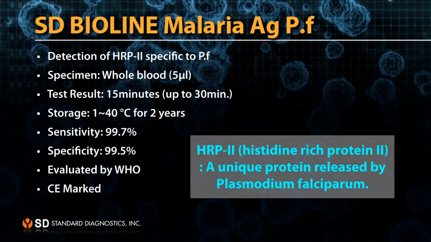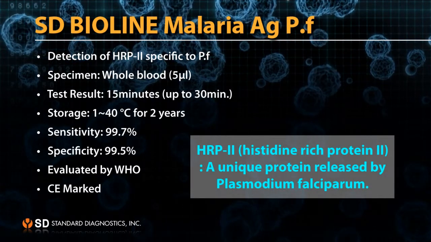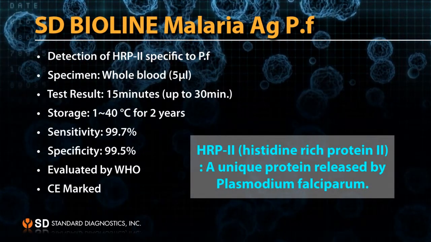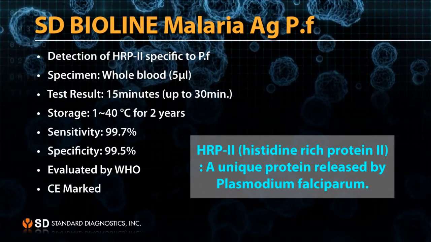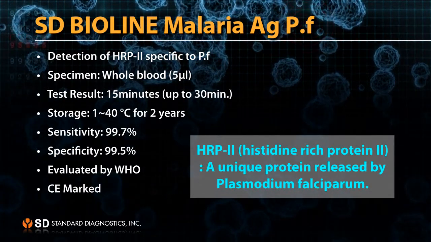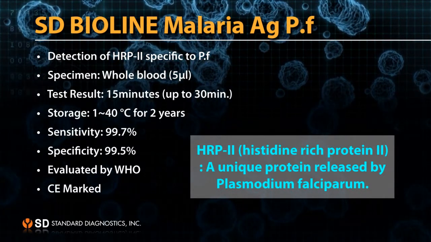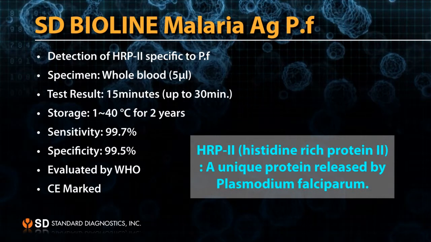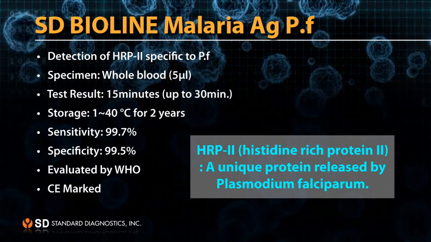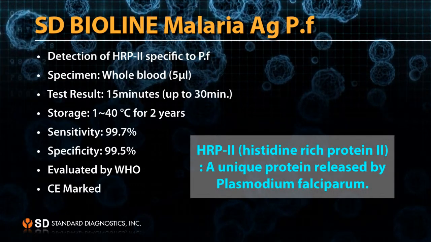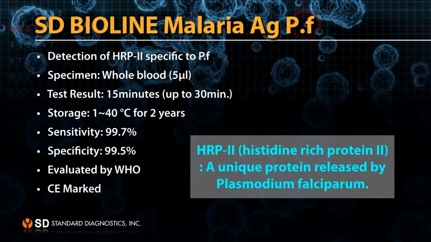Specimen is 5 microliters of whole blood, and test result is only 15 minutes. Storage condition is 1 to 40 degrees Celsius for 2 years. Sensitivity is 99.7% and specificity is 99.5%. This CE-marked SD Bioline Malaria Antigen PF test was evaluated by WHO with outstanding performance results.